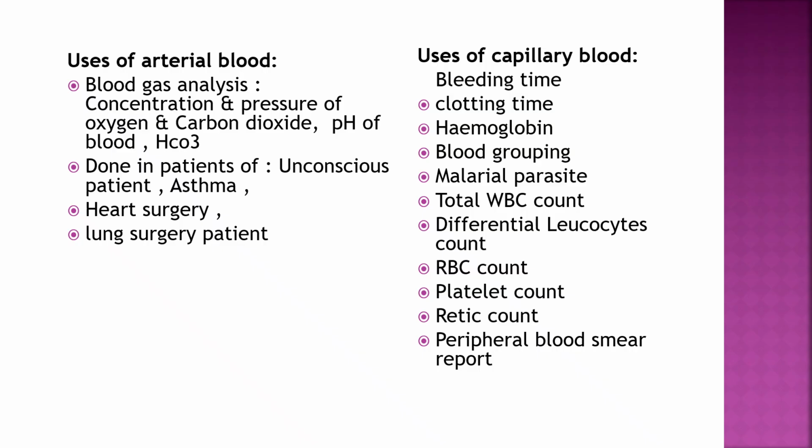Uses of arterial blood: usually it is required for blood gas analysis, and it is done in ICU patients. And uses of capillary blood: bleeding time, clotting time, hemoglobin, blood grouping, malarial parasite, total WBC count, differential count, RBC, platelet, reticulocyte count, peripheral blood smear report. So mainly capillary blood is used where a smaller quantity of blood is needed.